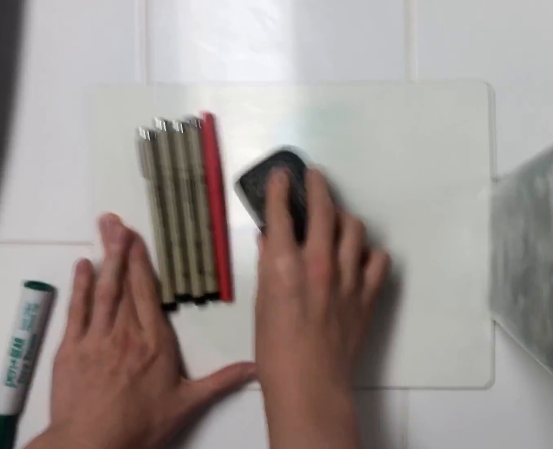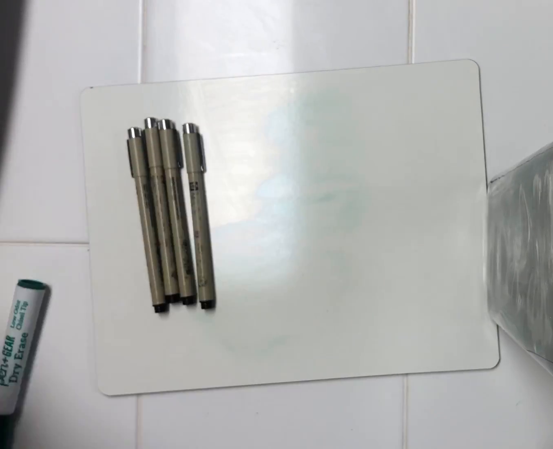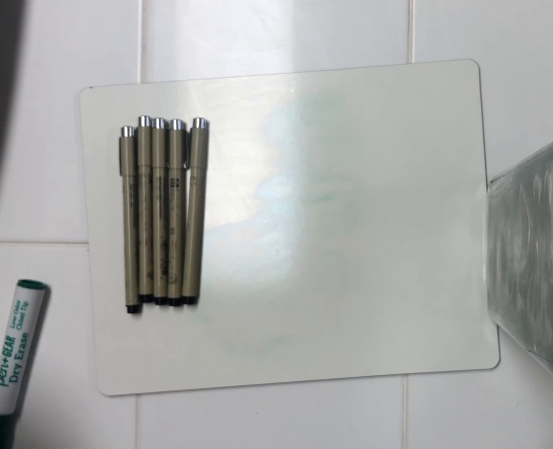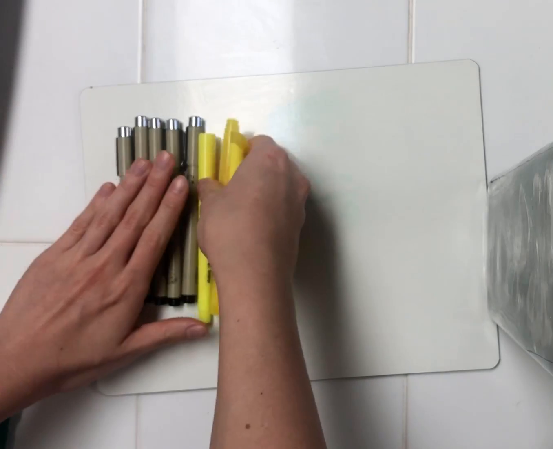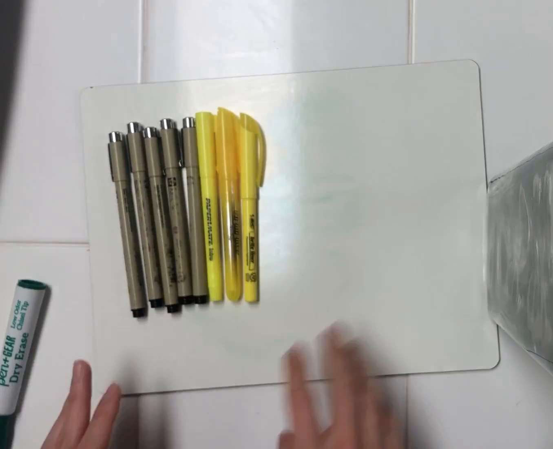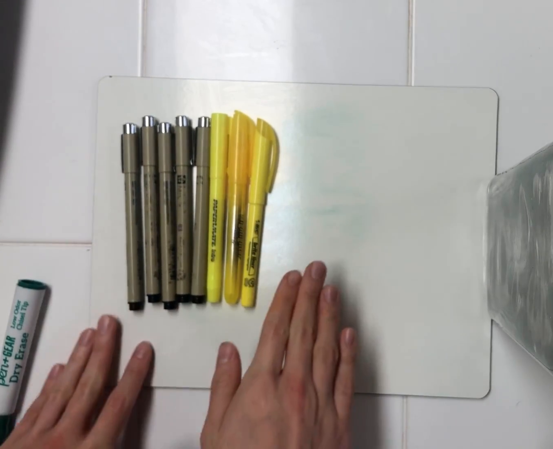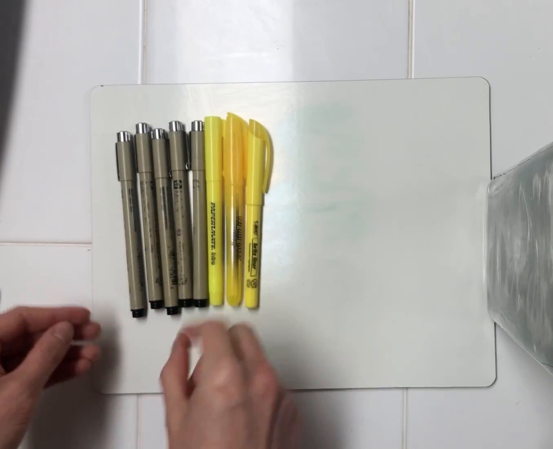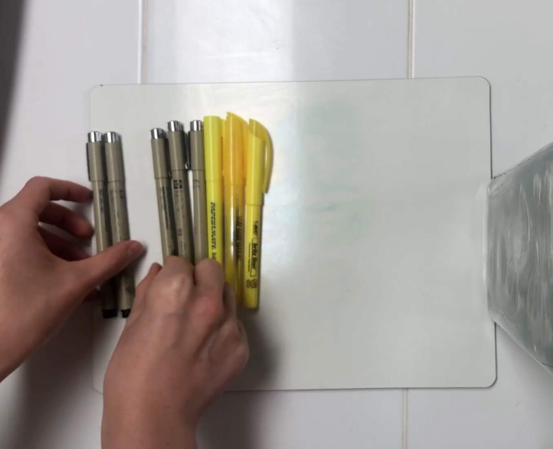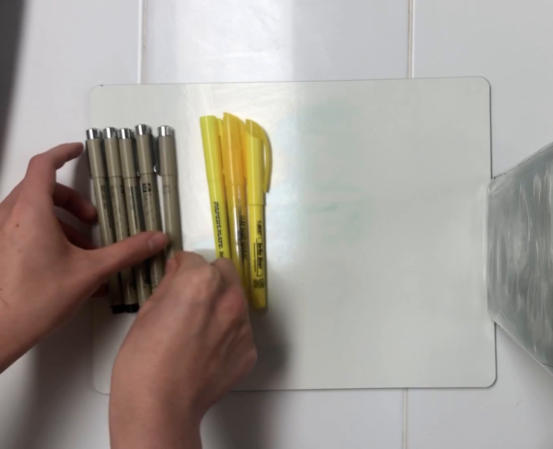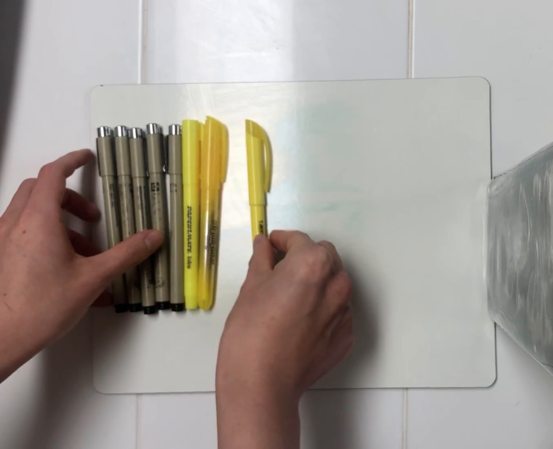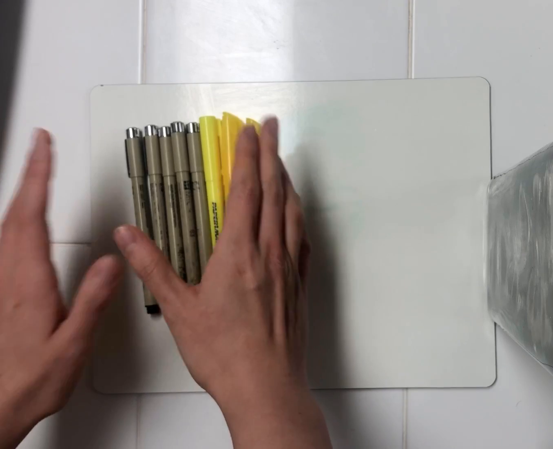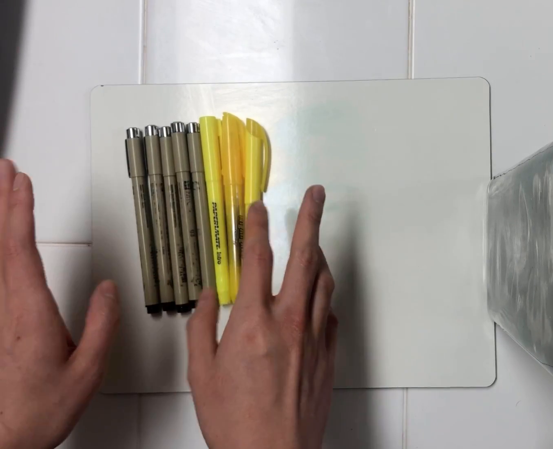Okay, let's try another one. We'll use these pens again, put one more, and we're going to do highlighters with it. This one's a little trickier. We're going to count the total amount first, and that's going to be the set. So we have 1, 2, 3, 4, 5, 6, 7, 8. So I have a set of 8 pens and markers here.